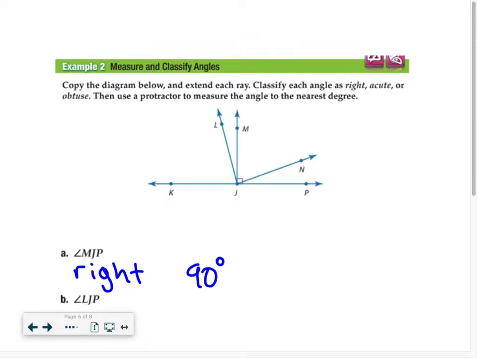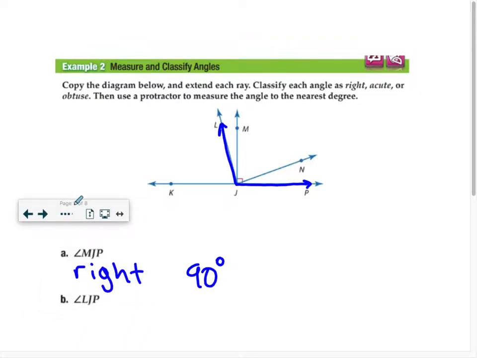Okay, so the next angle we're talking about, LJP. So we start at point L, go to J, and then to P. So that is the angle we're talking about. That is bigger than our 90-degree angle. So recall that angles that are bigger than 90 degrees, we classify those angles as obtuse.